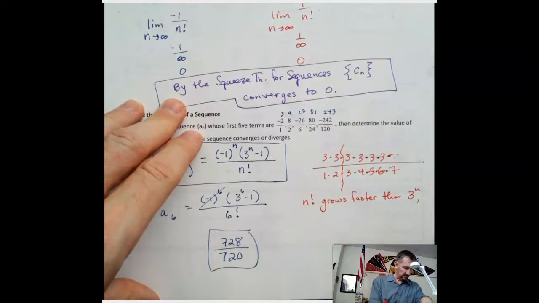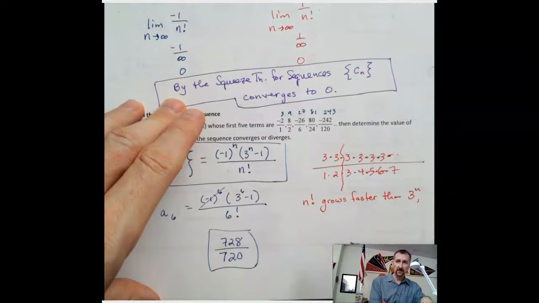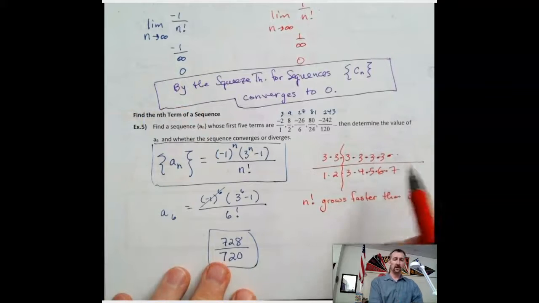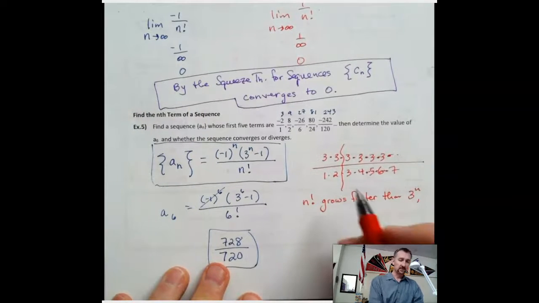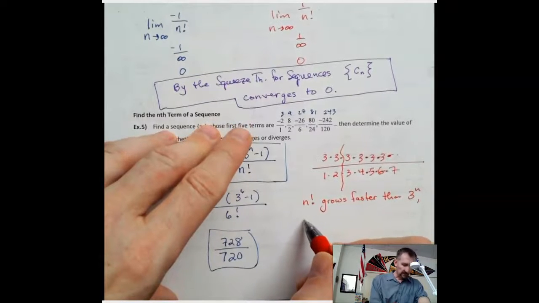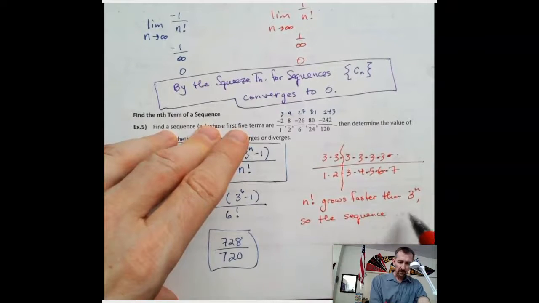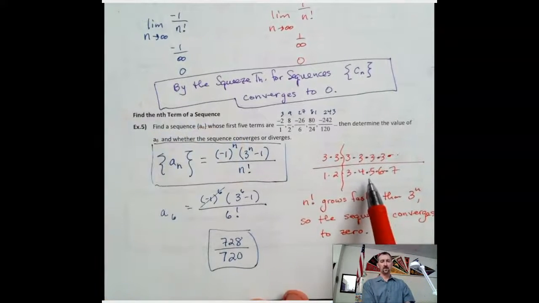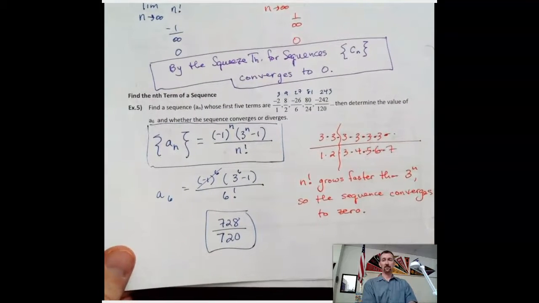Okay? That means that the denominator is going to get much larger than the numerator. So if the denominator is much larger than the numerator, this is going to get really big. They both get large, but this gets much larger. So the sequence converges to 0. Okay? Denominator is going to get much larger than the numerator.